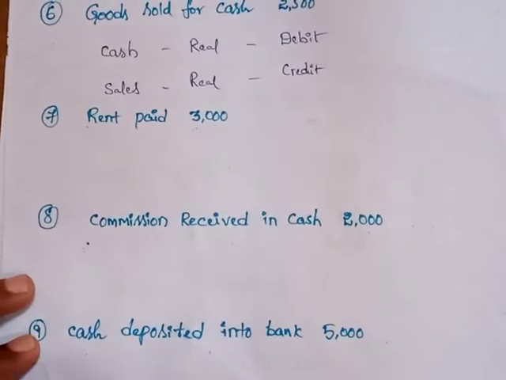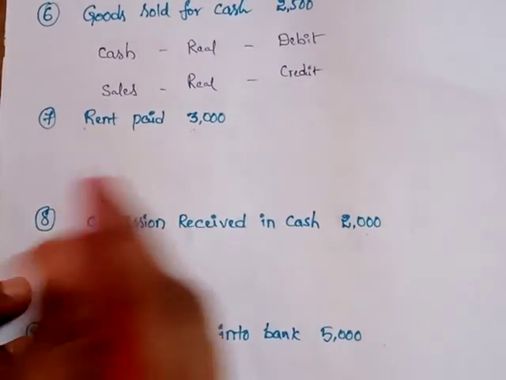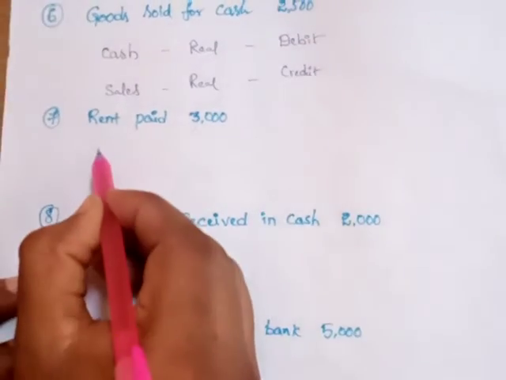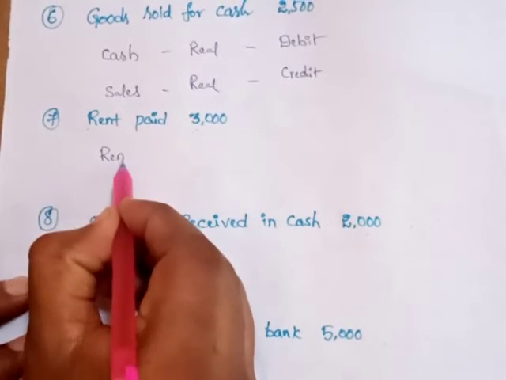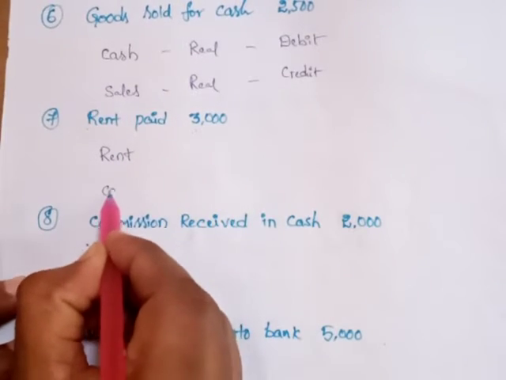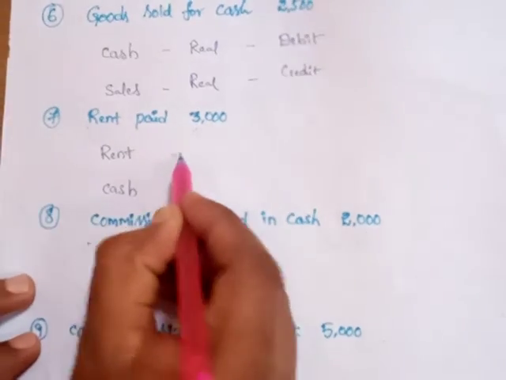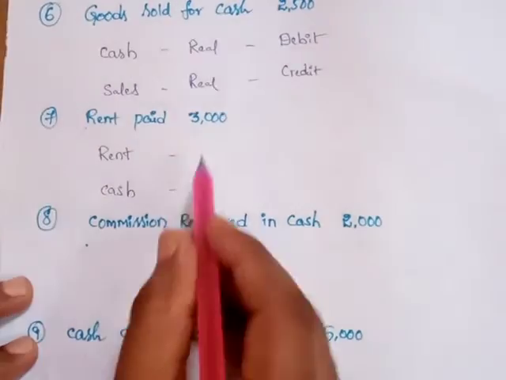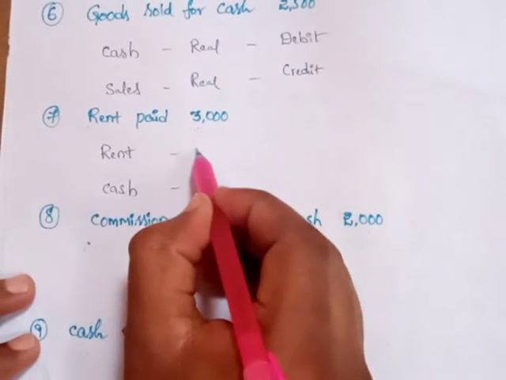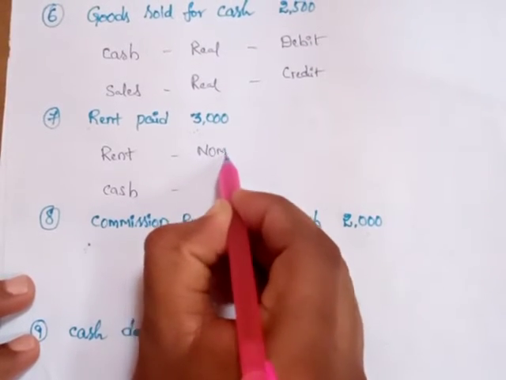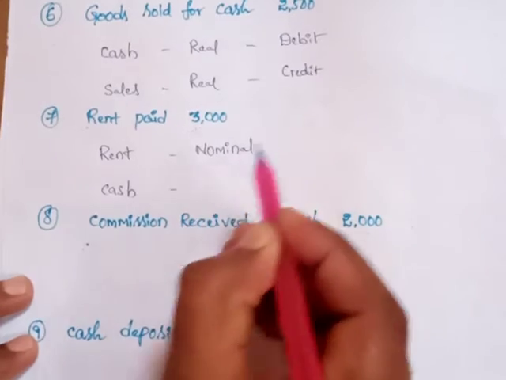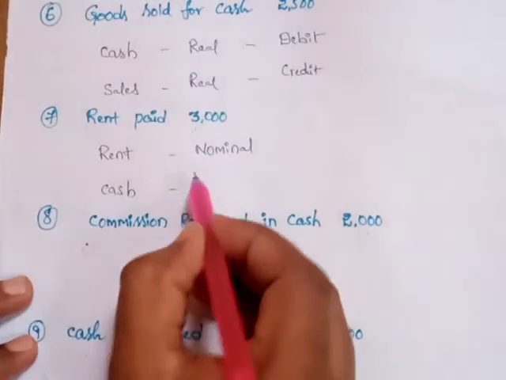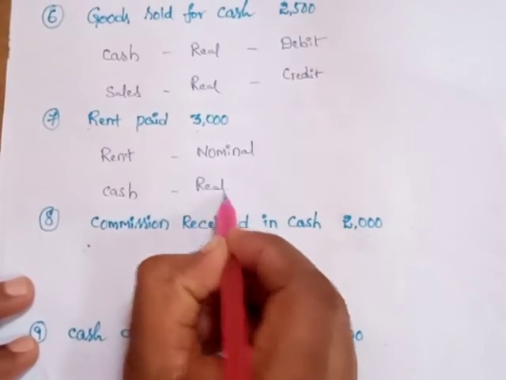Next, rent paid. In this transaction also there are two accounts. One is rent account. Second one is cash. So rent is an expense. That's why it's a nominal account. And cash is an asset. That's why it's a real account.